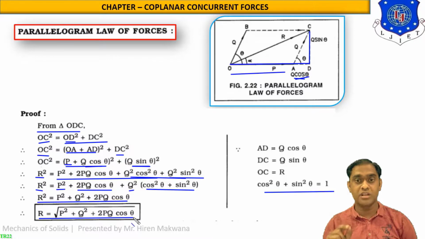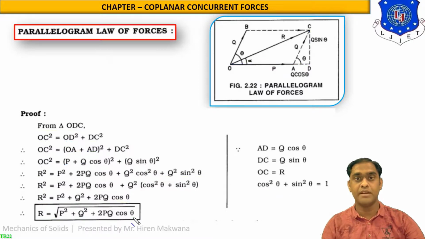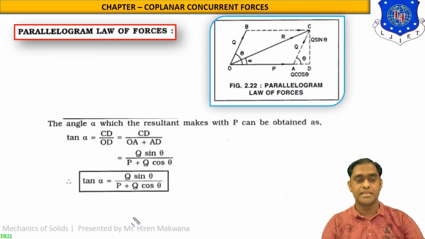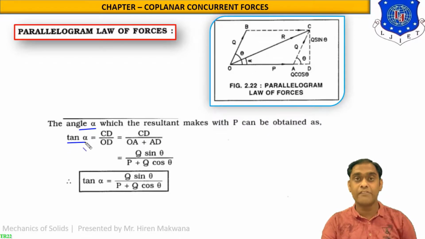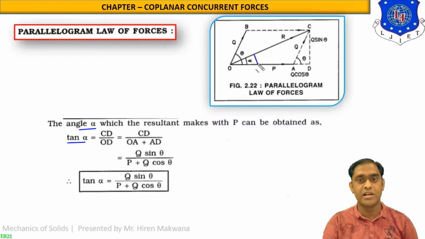Now the direction alpha remains to be calculated. Let us see how alpha will be calculated. You can see from the same figure that the angle alpha can be calculated from the same triangle. Just take tan alpha. Now what is tan alpha? Tan alpha is equal to opposite side upon adjacent side. You can see from the figure that here it is alpha. So the opposite side will be CD, and the adjacent side will be OD. So it will be CD upon OD.